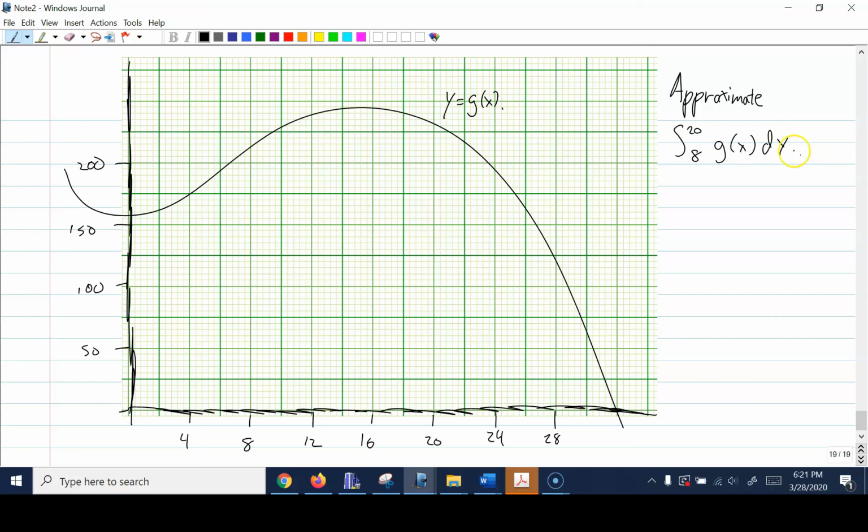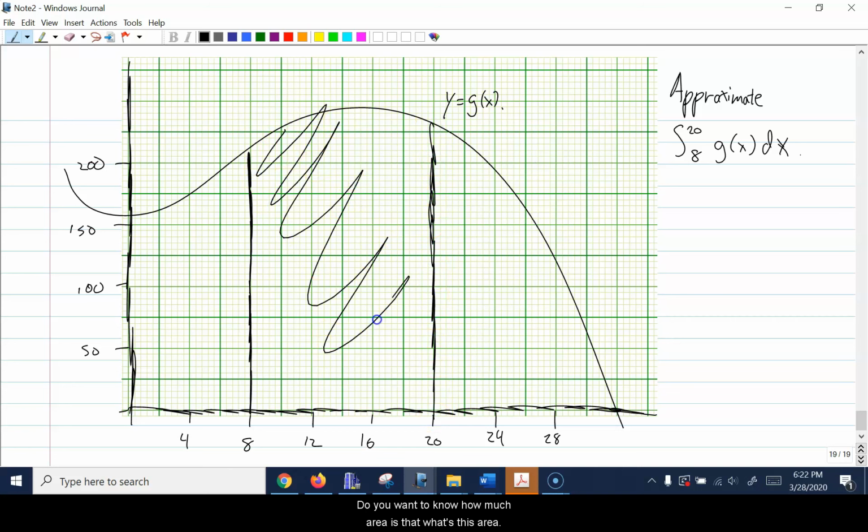Okay, we could try and read off values and do a Riemann sum. I wouldn't usually recommend that. That's a bunch of multiplying and adding that feels dumb. The thing we understand is this area, the area under the curve between 8 and 20. We want to know how much area that is. What's this area?